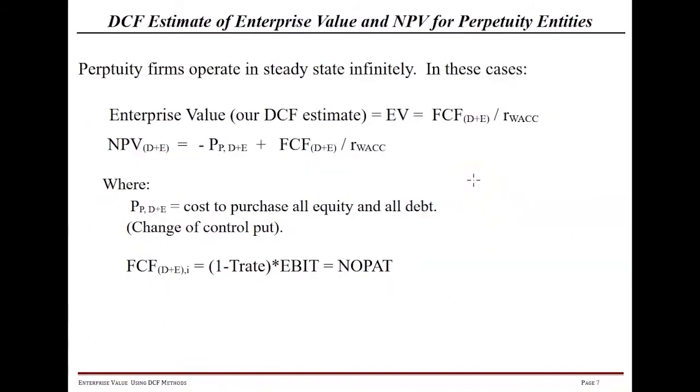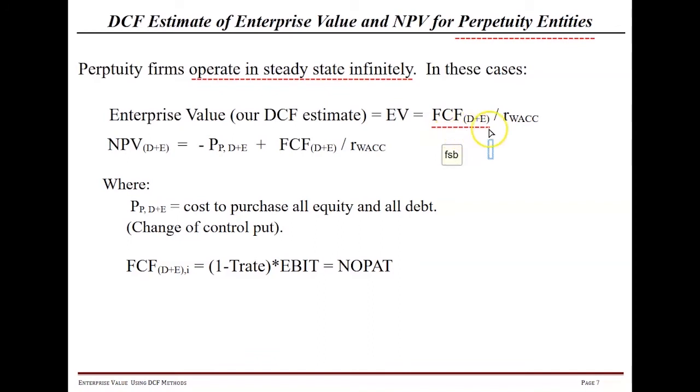So we looked at enterprise value specifically for two types of entities. The first was our perpetuity entities. These are firms that are going to operate in steady state infinitely, till the end of time. And in these cases, the free cash flow that we're going to get from the firm in any year I is equal to the free cash flow that we're going to get in any other year J, because it's steady state. So the free cash flow it throws out to us every year is going to remain the same forever and ever and ever.